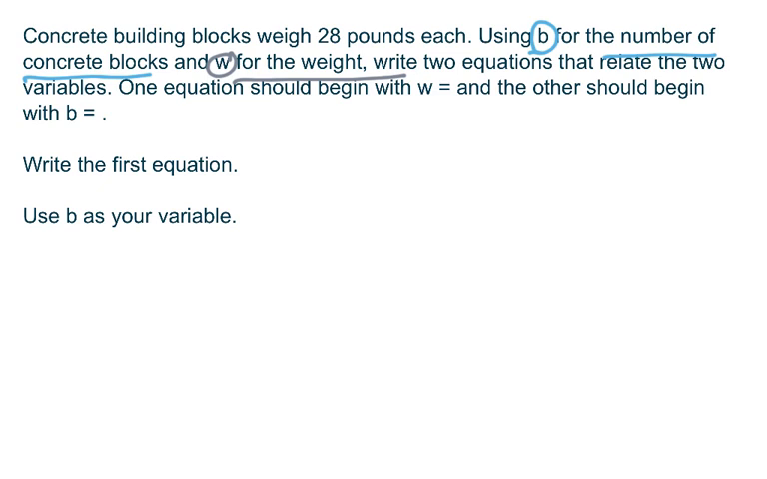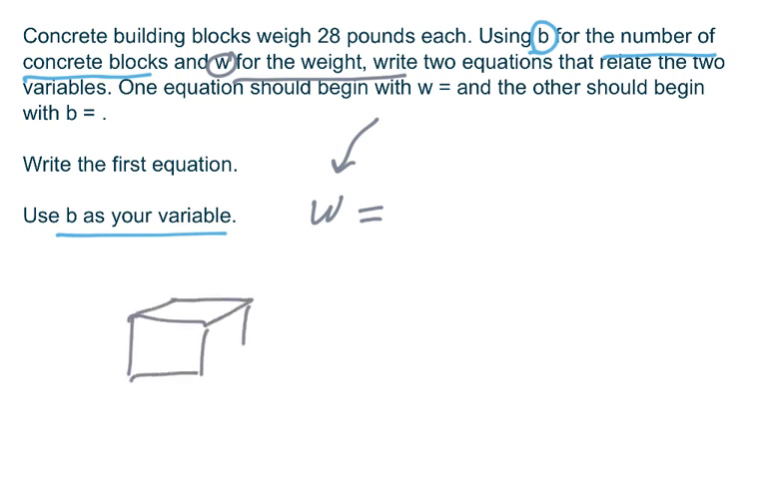So when we're using B as our variable, that means for this one, we're going to start with W equals. So what this says is that the weight is equal to, let's think about it. Every time that you put one of these concrete blocks down, that gives us 28 pounds. And then you put another one and another one and another one, right? So for every one of those blocks, which we're going to use the letter B to represent one block, you're going to multiply that by the 28 pounds.